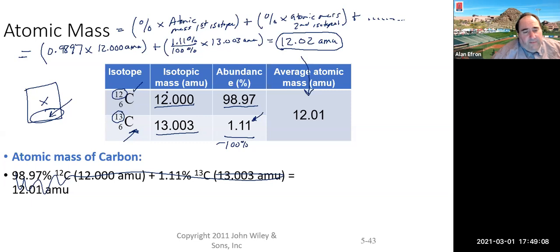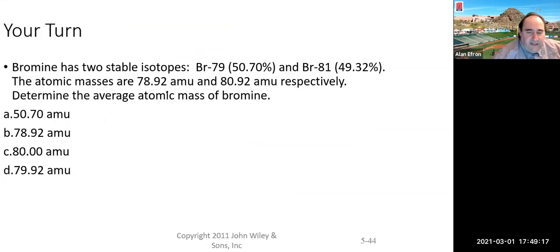Obviously, if you were missing a percentage or something like that, you would think about 100% being all of it, and you can figure out any type of missing percentage. So why don't you take a second here and figure out the atomic mass of bromine that has 2 stable isotopes, bromine 79 and 81. Those are the percent abundances and the atomic masses for each of them. So see what you come up with, and then we'll talk.